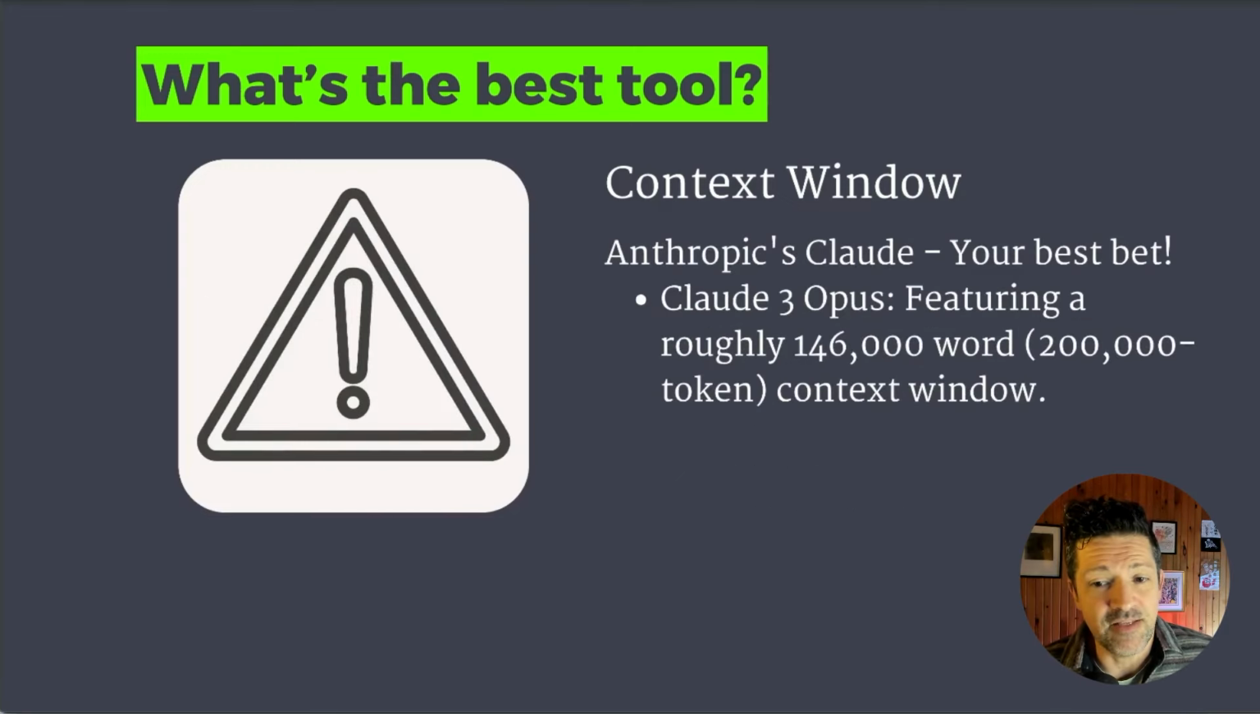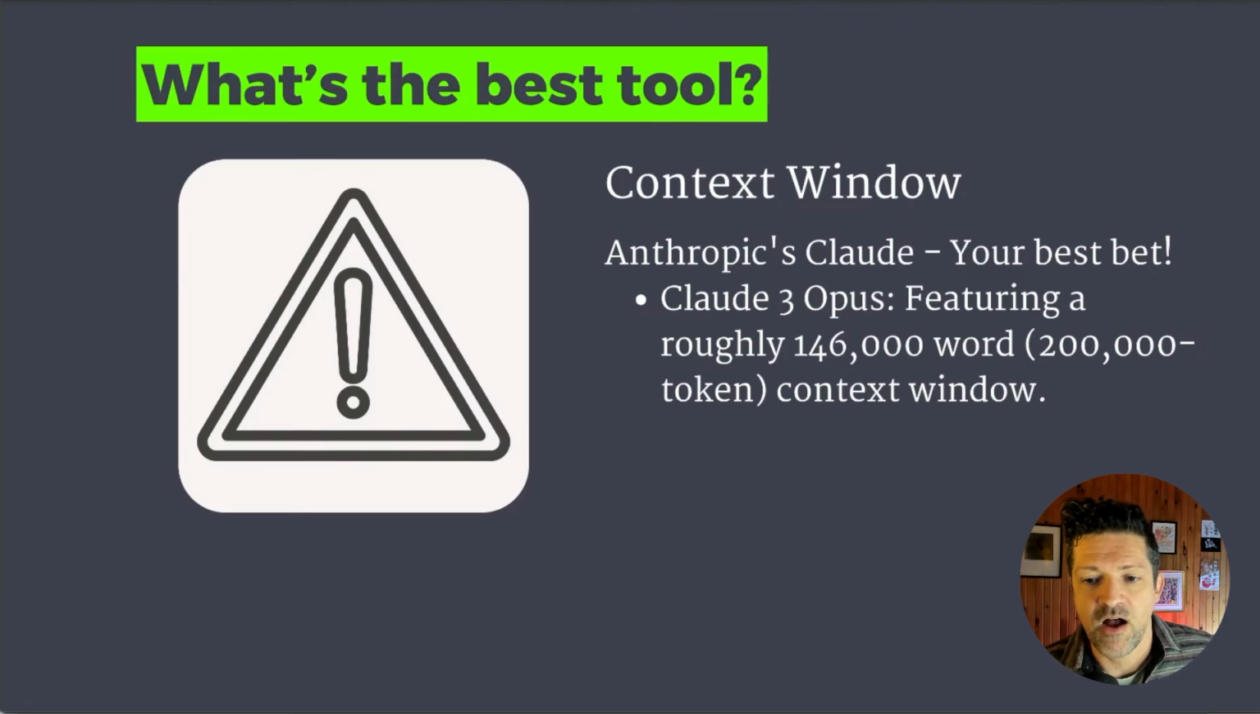Anthropic's Claude, I believe this to be the best bet. It currently has a roughly 146,000 word context window, so it should be able to hold the entire book in its memory if it's not a massive book. Your average novel and for sure your average business bestseller, it can hold almost 3 of your average business bestsellers in its context window.